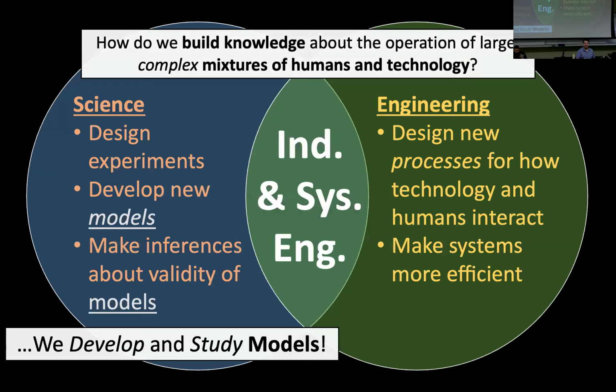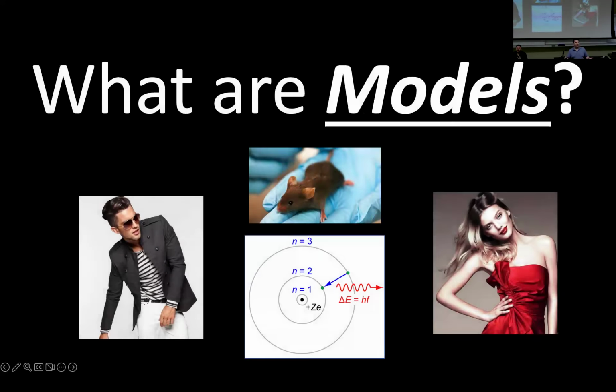And then once we validate those models and say that they're good surrogates for the real world, then we can start doing the engineering that is more traditional to engineering. So that's where we sit at this intersection. We care about what models are because we have to build them.